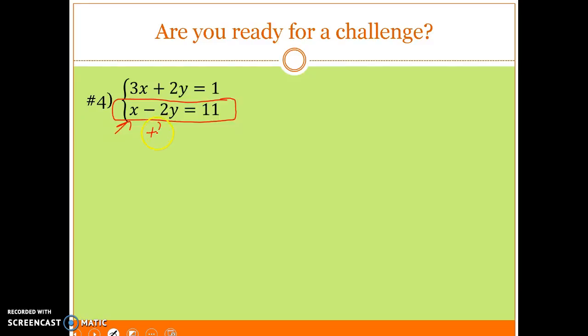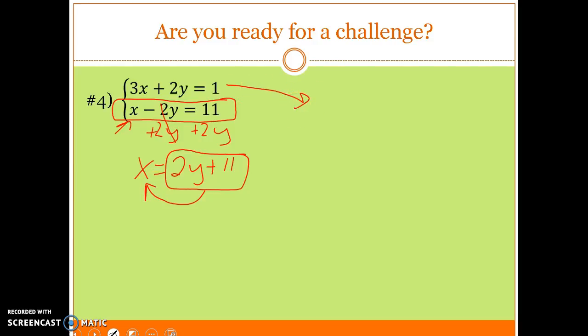And so if I add 2y to both sides to get rid of the 2y, I will have x equals, and I'm going to write this as 2y plus 11. So now whenever I see an x, I can replace it with 2y plus 11. I could substitute 2y plus 11 in whenever I see an x. So if I take the top equation and rewrite that, that's going to be 3 times x, but I'm not going to put x there. I'm going to put down what x is equal to, which is 2y plus 11. Then I have plus the 2y equals 1.